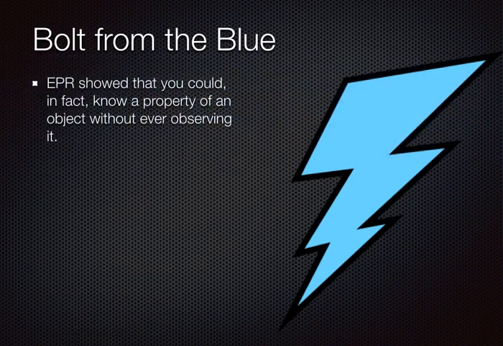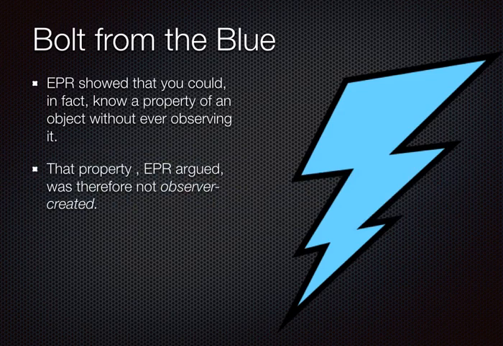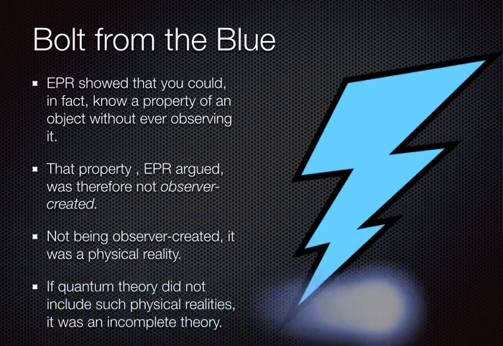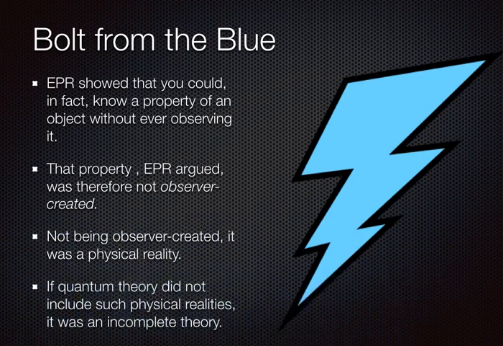EPR showed that you could, in fact, know a property of an object without ever observing it. That property, EPR argued, was therefore not observer-created. Not being observer-created, it was a physical reality. And if quantum theory did not include such physical realities, it was an incomplete theory. Now, I went over it really fast at the end of the last class, but we'll go over it again.